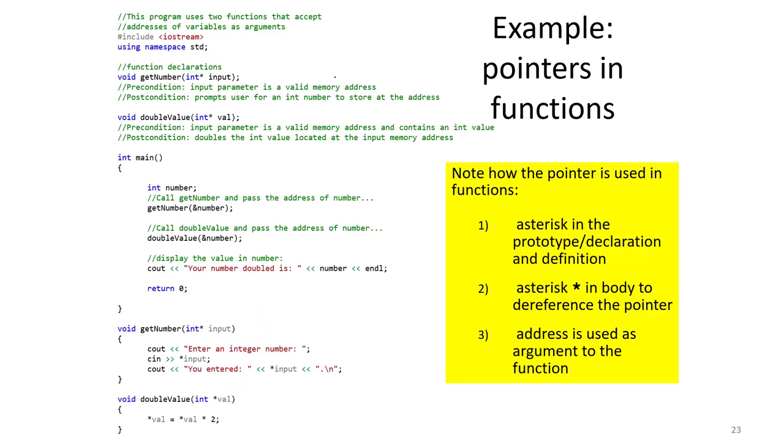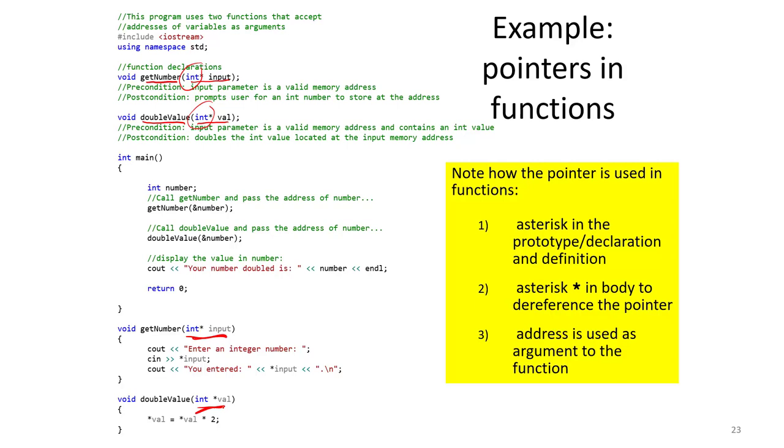So here's an example of how pointers can be used as arguments of functions. Here we have two functions, one named getNumber and one named doubleValue. Notice both of these functions take int-type pointers as their arguments. And so notice in order to accept that pointer as an argument, I need to have an asterisk for the pointer declaration, both in the function declarations and in my function definitions.